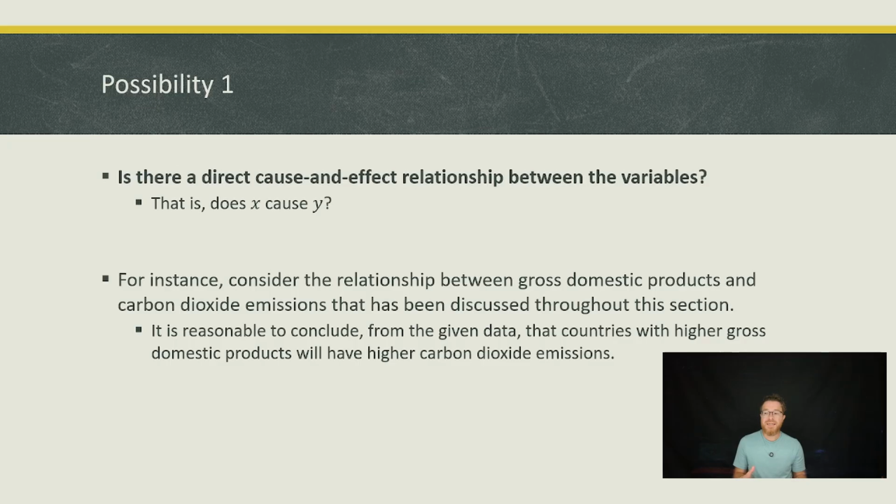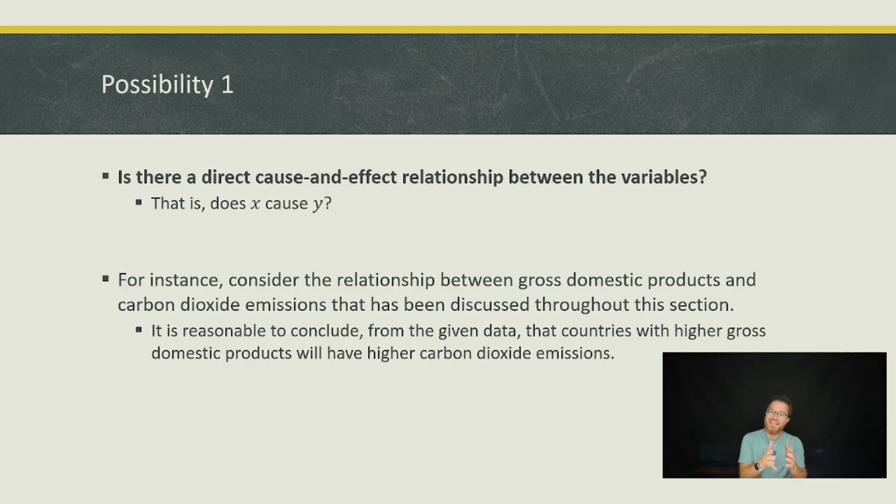The first possibility is there is a direct cause and effect relationship between the variables. If you find a high correlation that seems to be statistically significant, then in fact it may be a causal relationship. Now, we don't have enough evidence to say that right now, but it is one of the possibilities. For instance, consider a relationship between gross domestic product that we looked at and our CO2 emissions. Then it's reasonable to conclude, based on this, that as countries have a higher GDP, they emit more CO2.